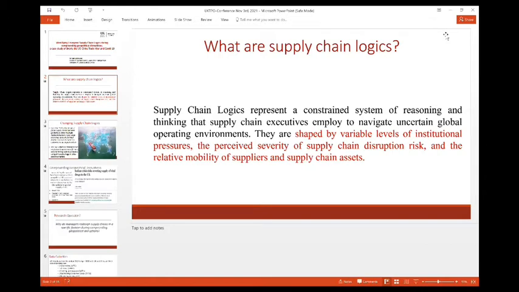And we argue, and I will argue throughout this presentation, that this logic of supply chain design is shaped by institutional pressures. These are pressures from governments, stakeholders, shareholders, customers, suppliers. Logic is also shaped by perceived severity around supply chain disruption risks and the relative mobility of suppliers and supply chain assets. So I'll talk a lot about that as we go through the presentation.